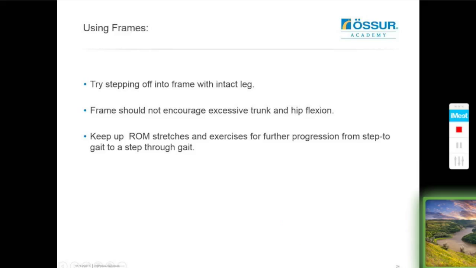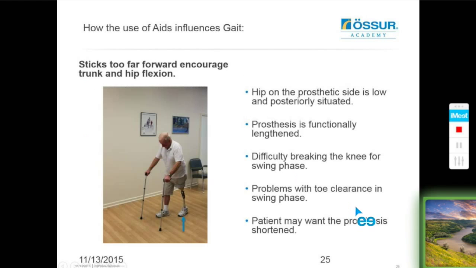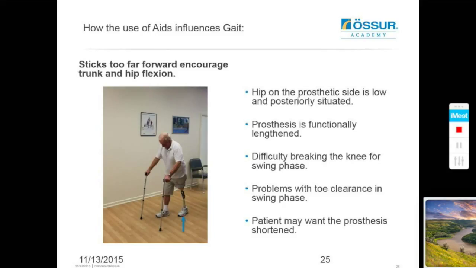The frame should not encourage excessive trunk flexion and hip flexion. And we want to keep up our range of movement stretches and exercises in case this person is going to progress further from the step 2 gait pattern, which is encouraged with the frame. So because we don't have room to do a step through gait pattern, we're going to do a step 2 gait pattern. We want to maintain the ability of the amputee to have a step through gait pattern should they progress from a frame onto perhaps crutches or sticks.